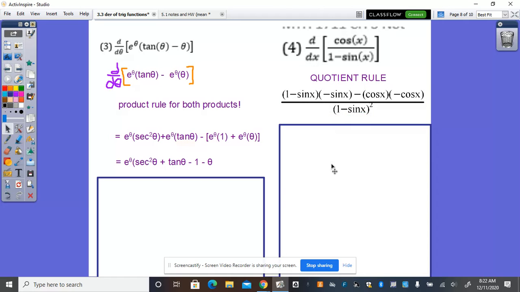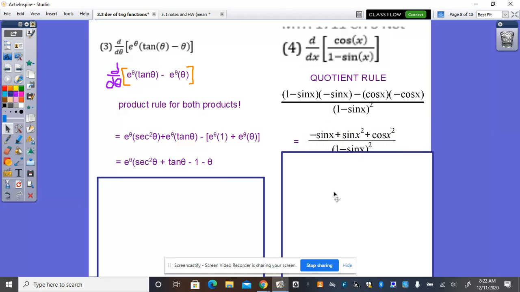So there is our quotient rule. And then we're going to simplify the numerator first. Okay, how did I get this? I distributed right here, and I got negative sine x, and then a negative times a negative is positive sine x squared. And then here, this is really negative cosine times negative cosine, which turns into positive cosine squared.